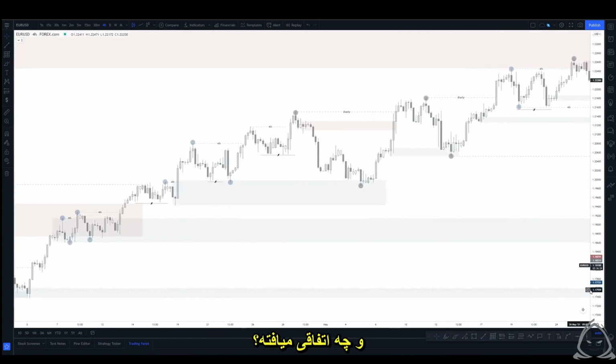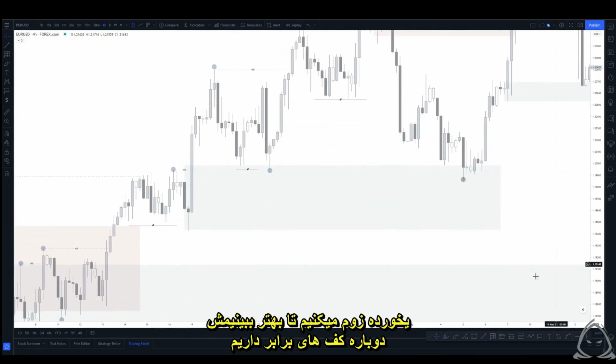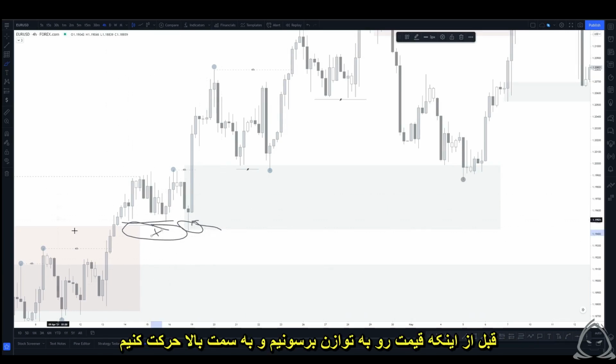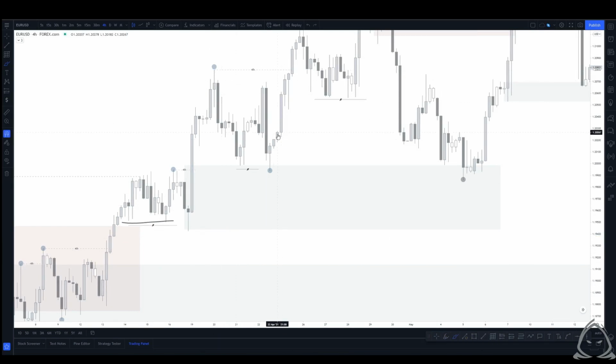And then what ends up happening, we'll just zoom in so we can actually see it a little bit clearer. Again, we create some equal lows. We sweep those equal lows, which just means this move to the downside, this wick specifically, taps into all of the orders and money that exists right here before we rebalance price and continue pushing to the upside.